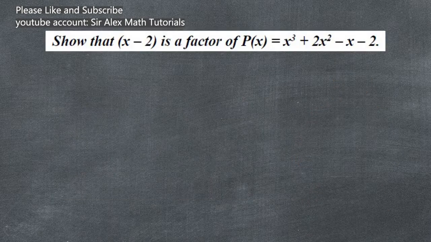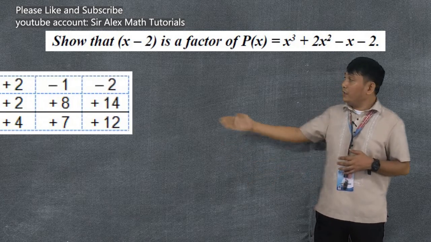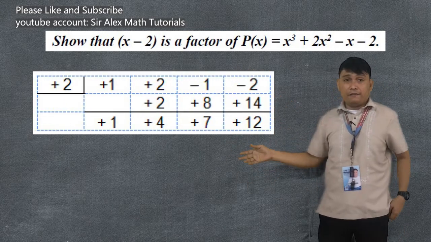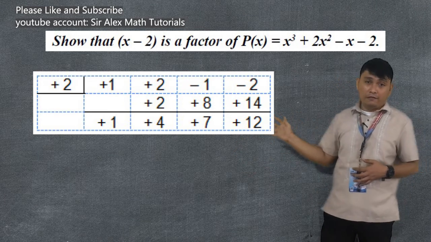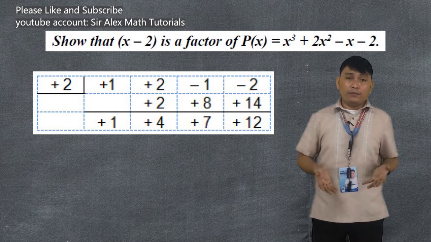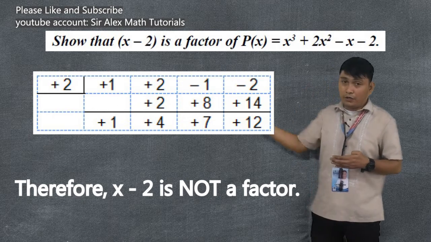Another example. Show that x minus 2 is a factor of p of x equals x cubed plus 2x squared minus x minus 2. By using synthetic division to show that x minus 2 is a factor of the polynomial, we can see that the remainder is 12. That only means that x minus 2 is not a factor of this polynomial.